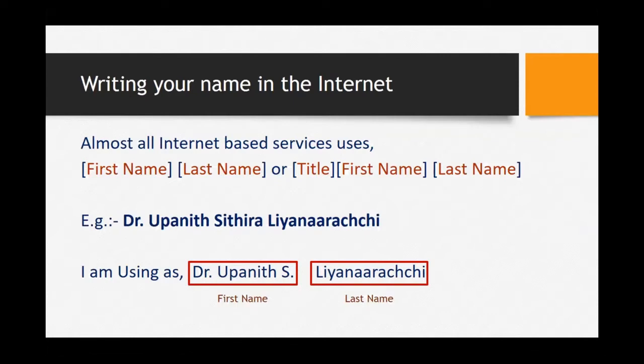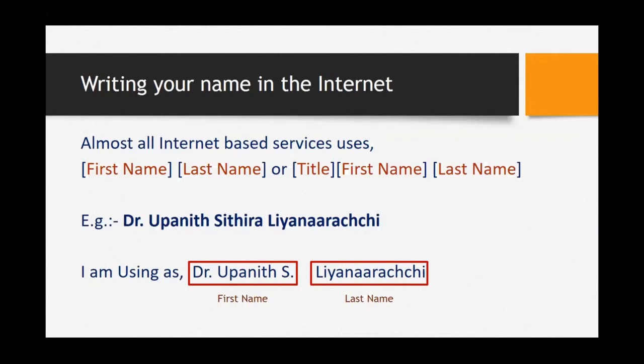So on the internet, whenever you go to a website and try to fill up a form or register, it only asks for the first name and the last name. Sometimes it may ask for your title: title, first name, last name. Those are the only three things required on the internet. So now you have to decide which part you are going to use as your first name and which part as your last name. That's up to you. You have to decide that and stick to it, because we are going to incorporate that into your email address as well.